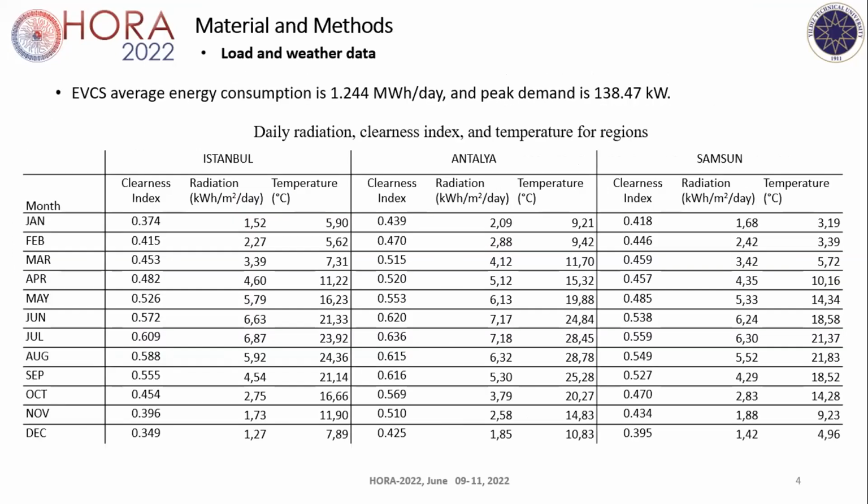We evaluate using the three provinces, Istanbul, Ankara, and Samsun. The three provinces of Turkey have different climatic conditions, and we assume that the electric vehicle charging station daily average energy demand is 1.2 megawatt hour per day, and peak demand is 128.5 kilowatts.